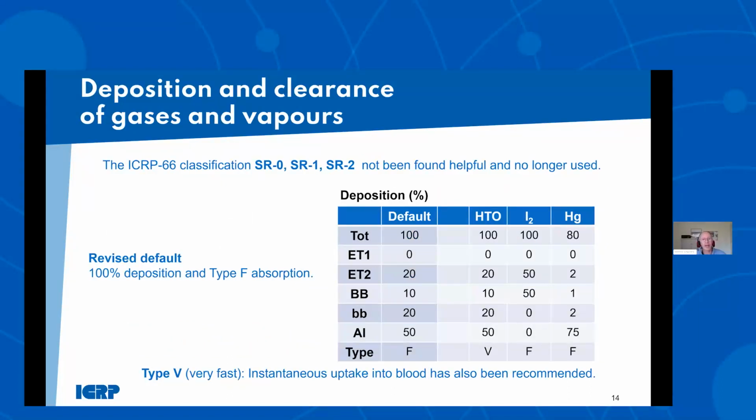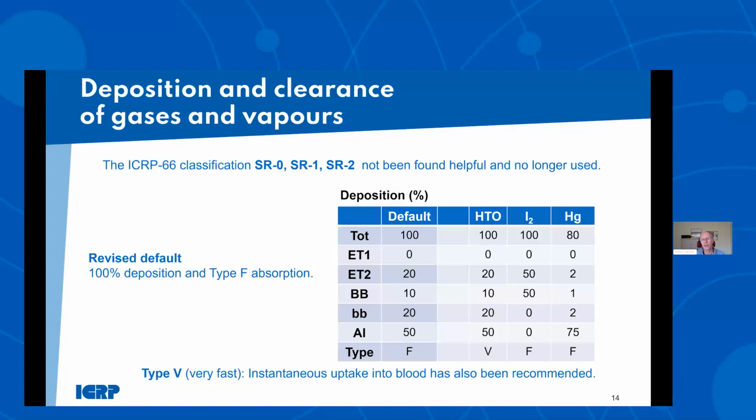Regarding gases and vapors, the revised model has also simplified the approach. Before, there was a classification according to the solubility and reactivity of the gases, which was not found to be particularly helpful and is no longer used. There is now only a single class: by default, gases are assumed to deposit 100% in the respiratory tract and to be absorbed as a type F material.